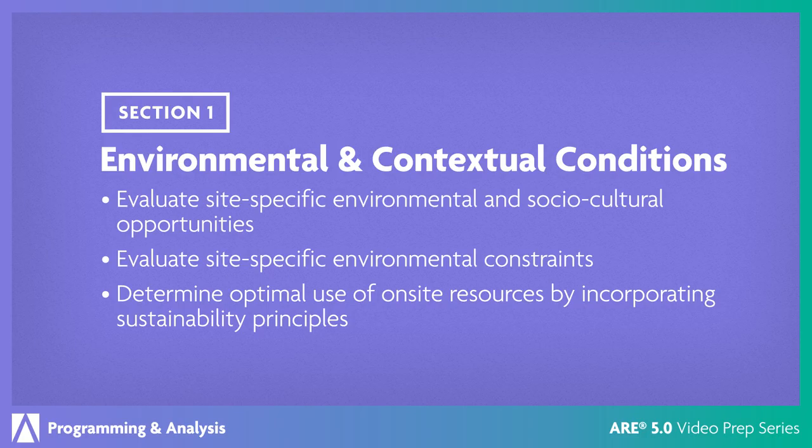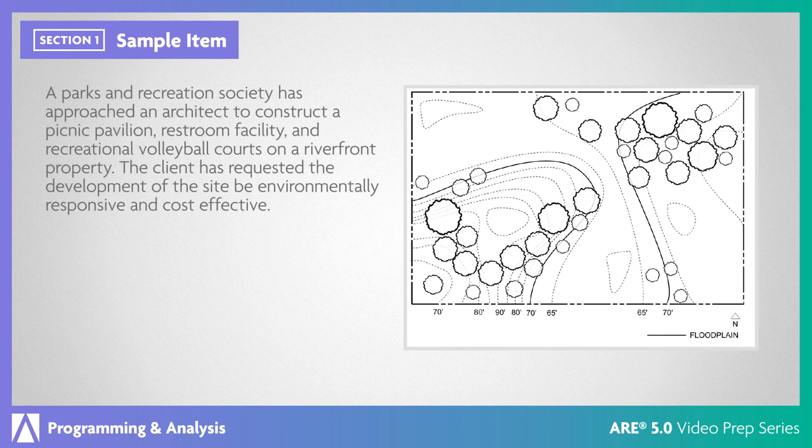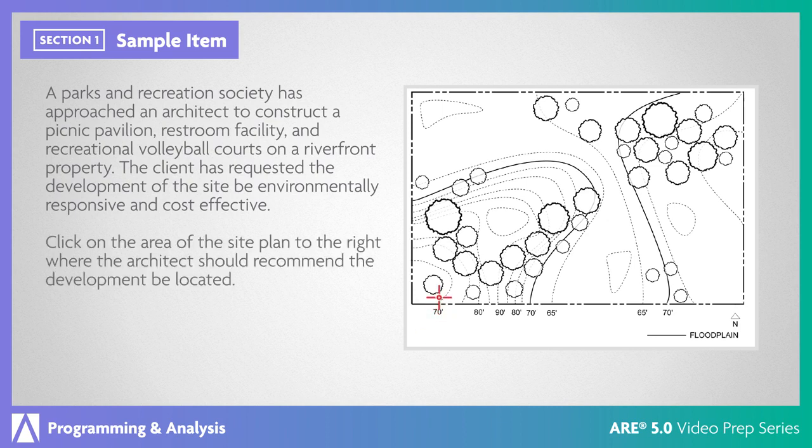Let's look at a sample question. A Parks and Recreation Society has approached an architect to construct a picnic pavilion, restroom facility, and recreational volleyball courts on a riverfront property. The client has requested the development of the site be environmentally responsive and cost-effective. Click on the area of the site plan where the architect should recommend the development be located. The architect should recommend the southeastern region.